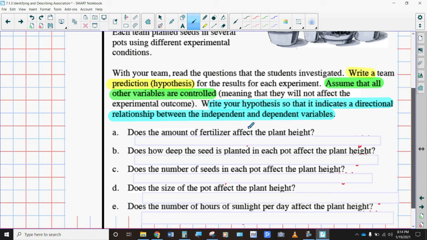Okay, and then this part that says write your hypothesis so that it indicates a directional relationship. I'll give you an example with the first one. The first question is, does the amount of fertilizer affect the plant height?